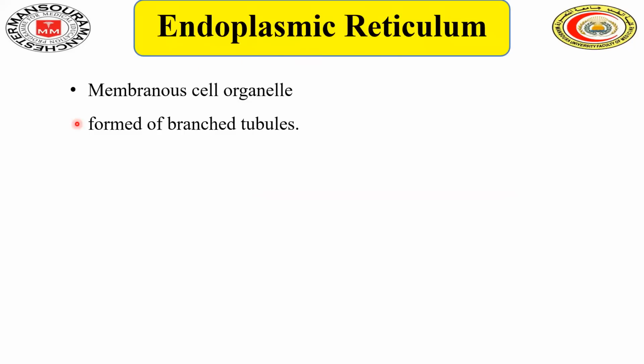Instead, we will mention that the shape is formed of branched tubules. A tubule is a small, narrow tube. So the word tubule means small, narrow tube. So again, regarding the definition of endoplasmic reticulum, it is a membranous organelle formed of branched tubules.